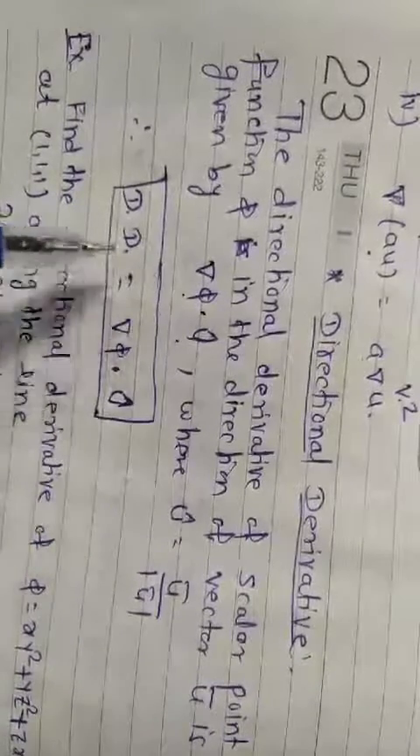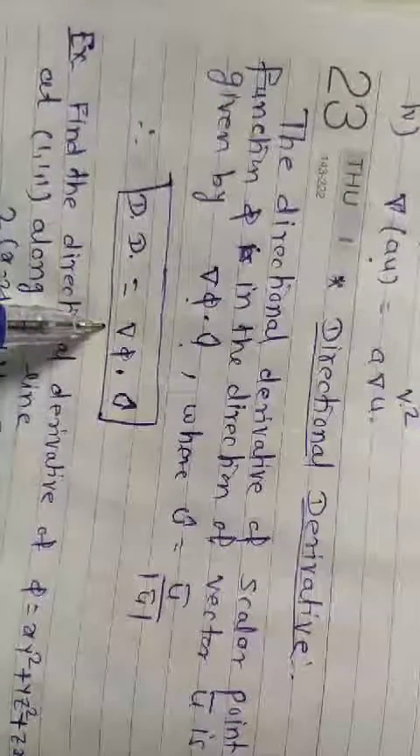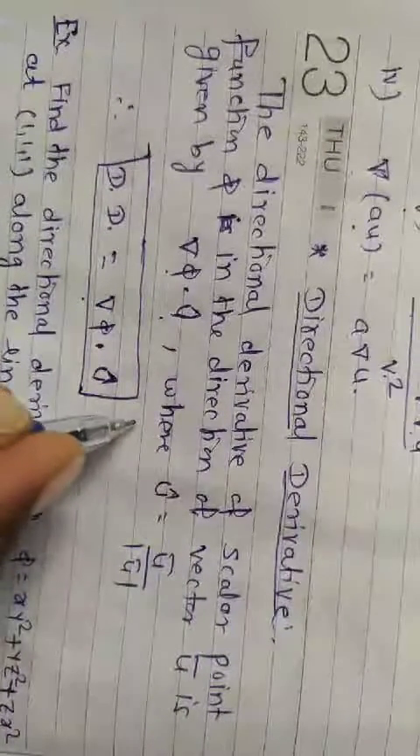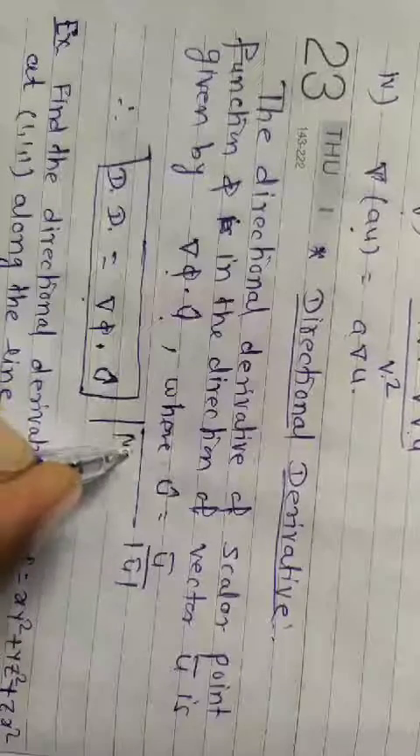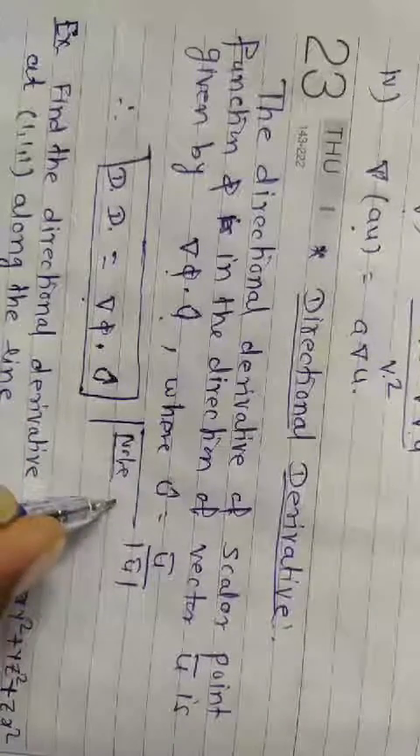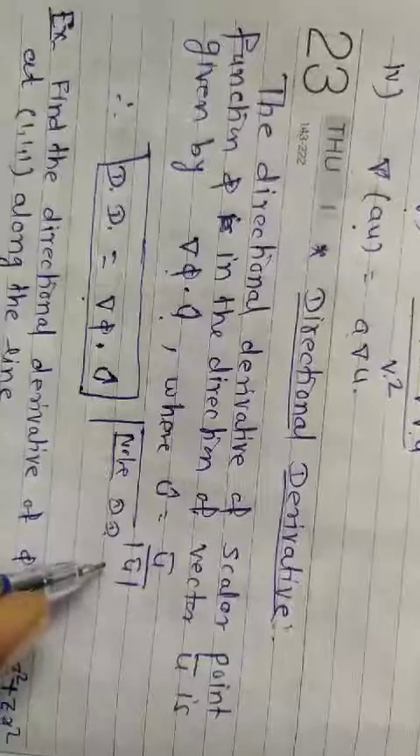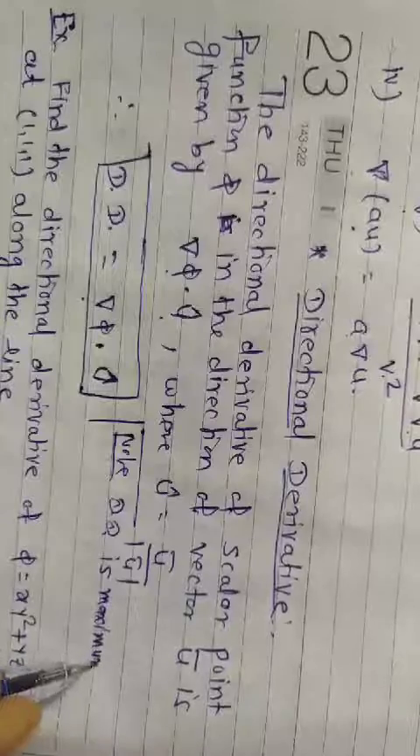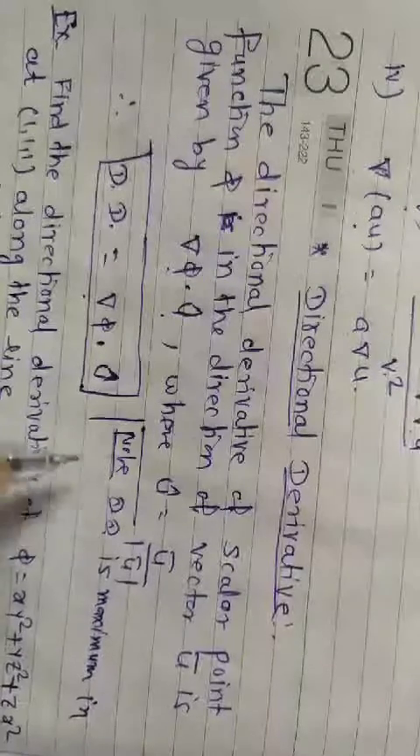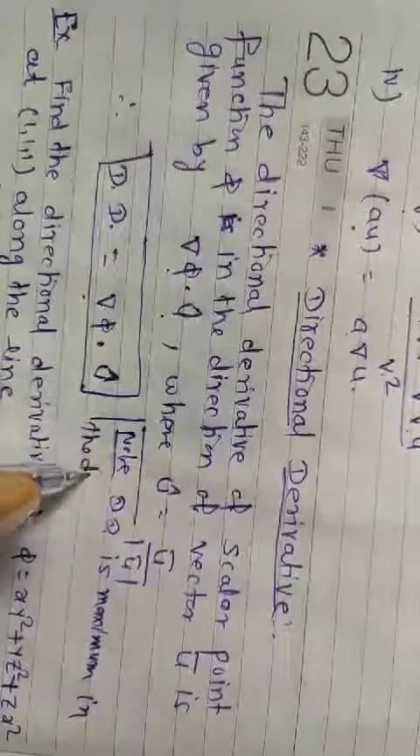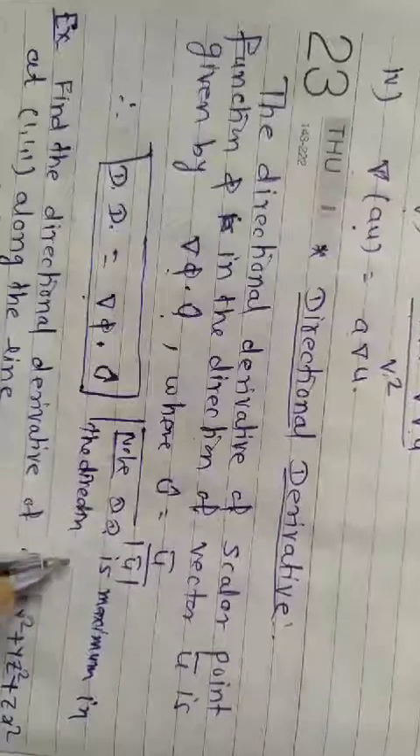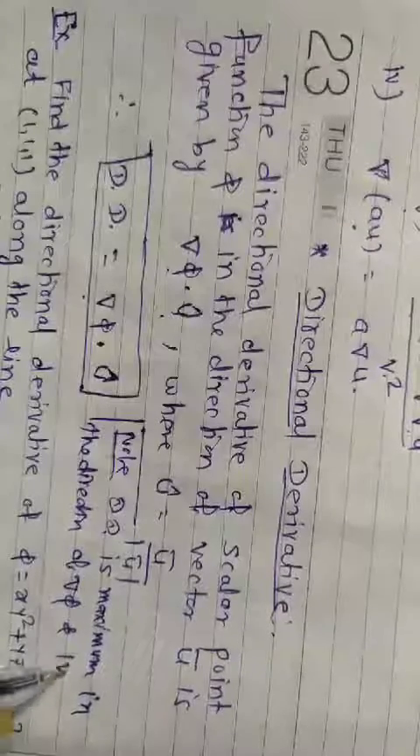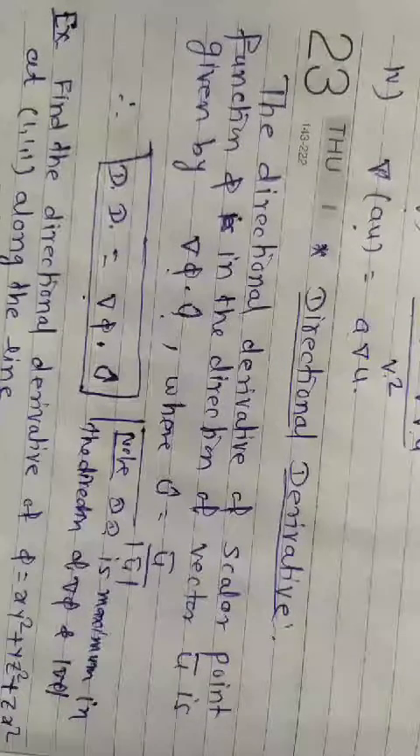So DD of phi can be written as del phi dot u cap, and we know that DD is maximum in the direction of del phi. So we can add one note here: the directional derivative is maximum in the direction of del phi, and its maximum magnitude is the magnitude of del phi.